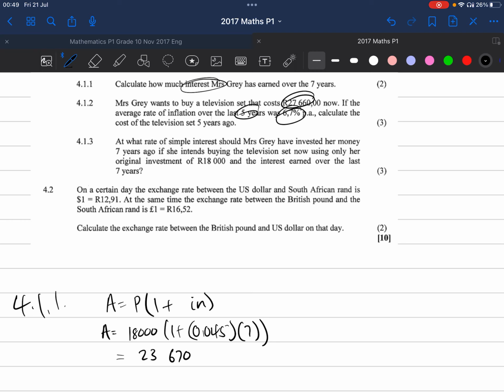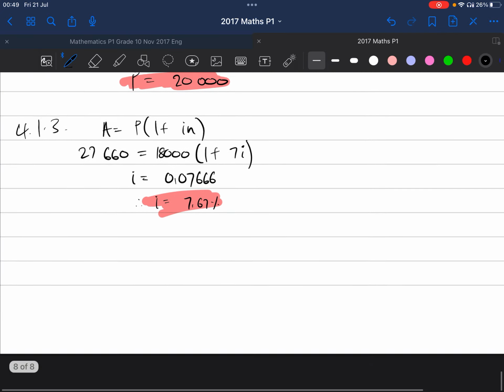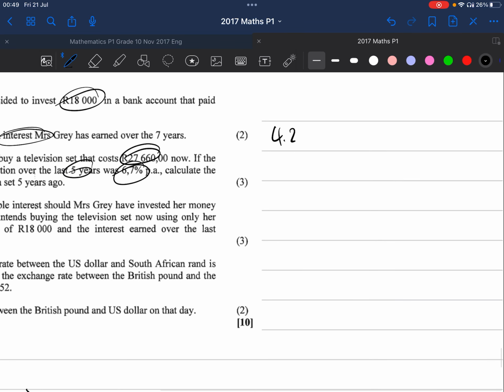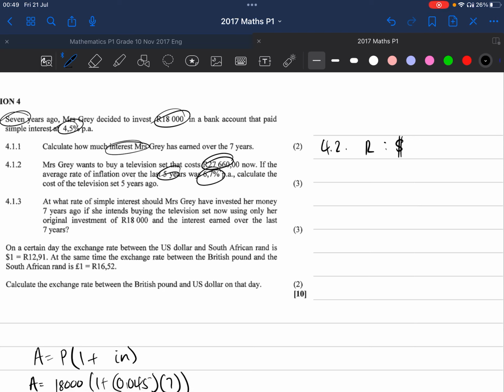Okay, so you can think about it like this. Let's do it over here. 4.2. So the rand to the dollar, let's start with that one. The rand to the dollar is 12.91 is to 1. I'm just taking it from there. And at the same time, the rand to the pound is 16 rand 52 is to 1. Again, I got it from there.